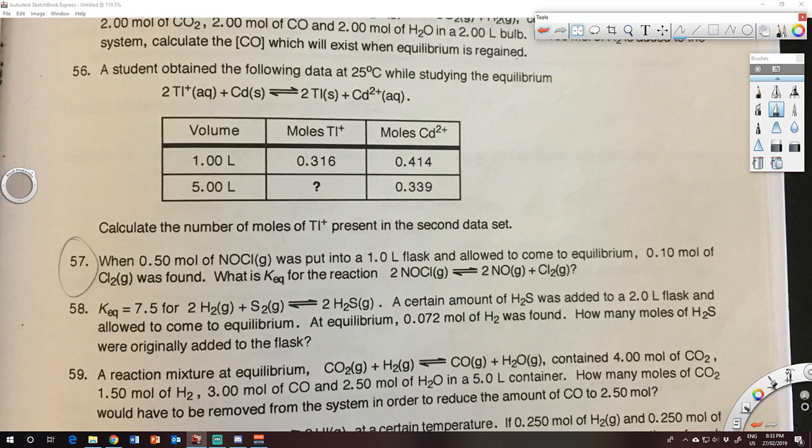Student obtained the following data at 25 degrees Celsius while studying equilibrium.